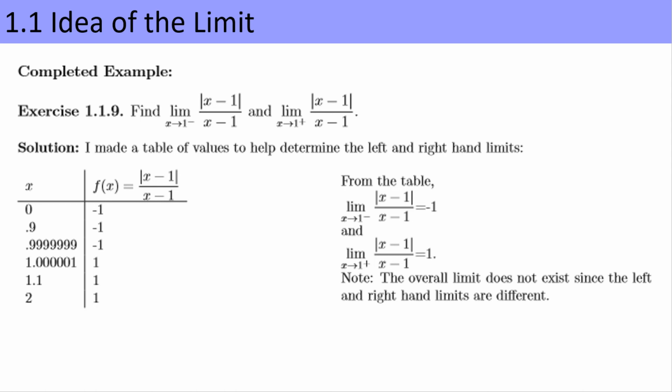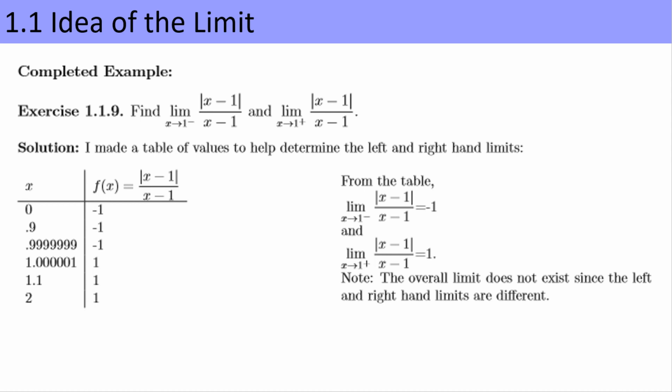Now let's look at an x value of 2. The absolute value of 2 minus 1, or just 2 minus 1, is 1, and in the denominator 2 minus 1 is also 1. The absolute value still maintains the same, so 1 over 1 is 1. And this works similarly for all values less than 2, but greater than 1, that is to the right of 1.